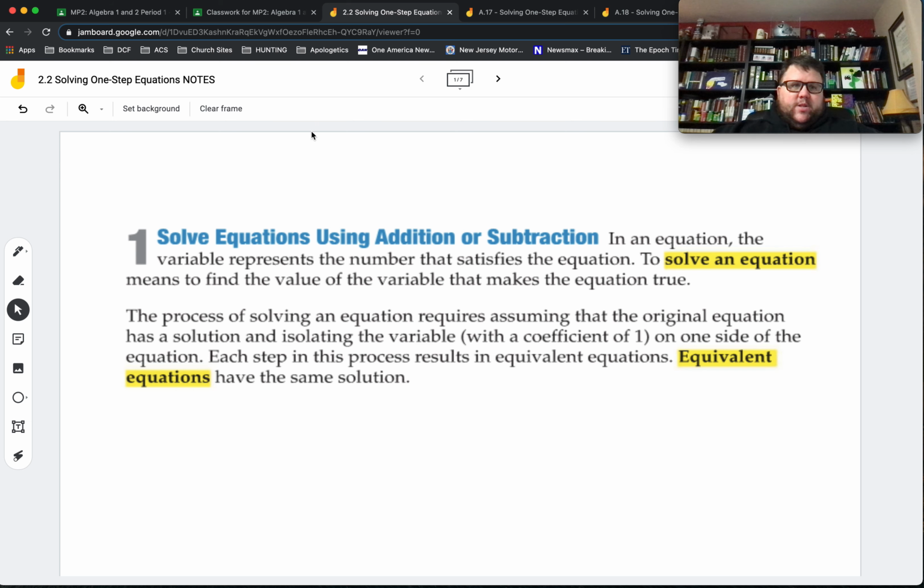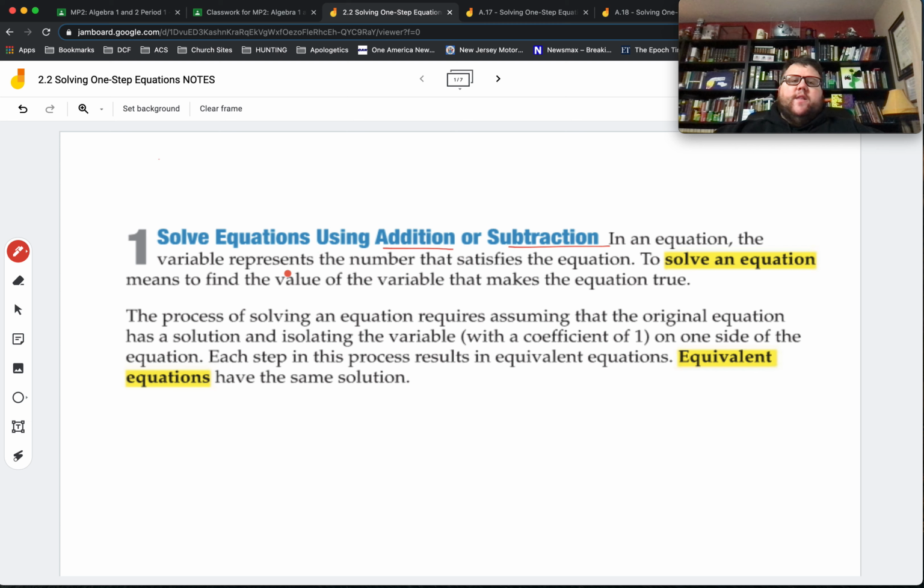Good day, algebra students. Today's lesson is 2.2. We're going to be solving one-step equations. Today we're going to be focusing on solving using addition and subtraction, whereas tomorrow we will be doing multiplication and division. So, solve equations using addition or subtraction.